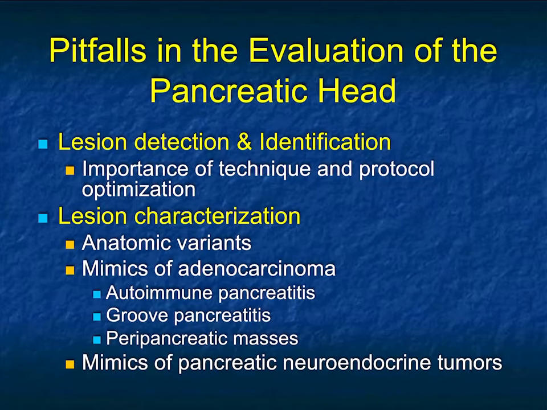We could talk about mimics of adenocarcinoma, autoimmune pancreatitis, which can involve the entire gland or be focal, and the history is often weight loss, elevated CA19-9. Everything about the clinical history can match pancreatic cancer, but it's autoimmune pancreatitis. We talk about groove pancreatitis, which has mass effect on the duodenum and can look very similar to a tumor. We talk about peripancreatic masses, whether it's something in the duodenum or it's a neuroendocrine tumor in the groove between the pancreas and the small bowel. We talk about lymphoma as possibilities.